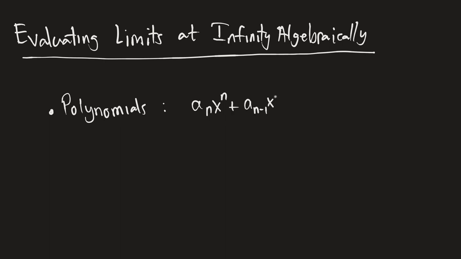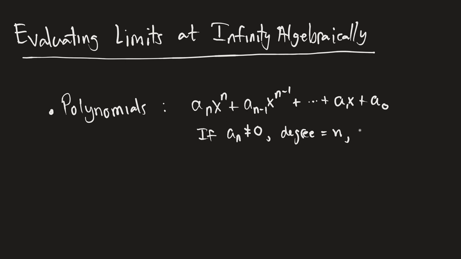so you have powers of x, and in a second I'll say what type of powers are allowed, and then you're multiplying those powers of x by coefficients, and then technically it can go down to just a constant. And the assumption here is, if a sub n is not 0, so if your leading coefficient is not 0, then the degree is n. And what is n? n is a non-negative integer, so it could be 0 or 1 or 2 and so forth.